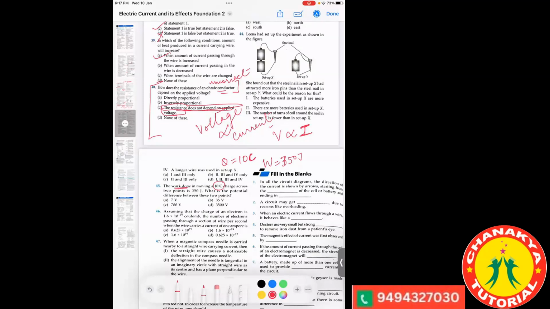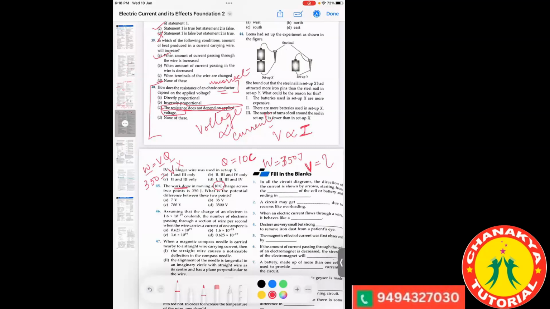Now, they are asking what is the potential difference. The potential difference we denote with capital V. So we have to calculate V. The formula is W is equal to VQ. Work done is equal to V into Q. W is work done, V is the potential difference, and Q is the charge here. Now we know work done is 350, and the potential difference V we have to find out.